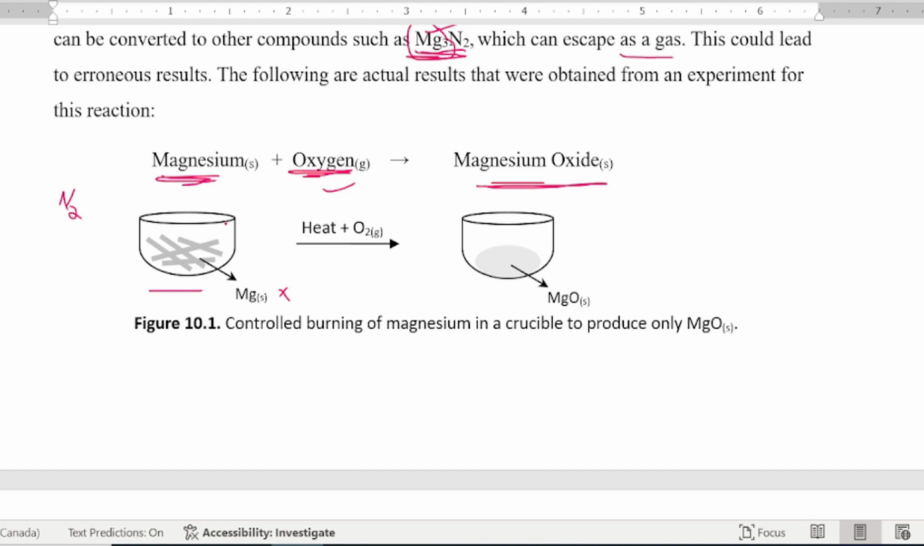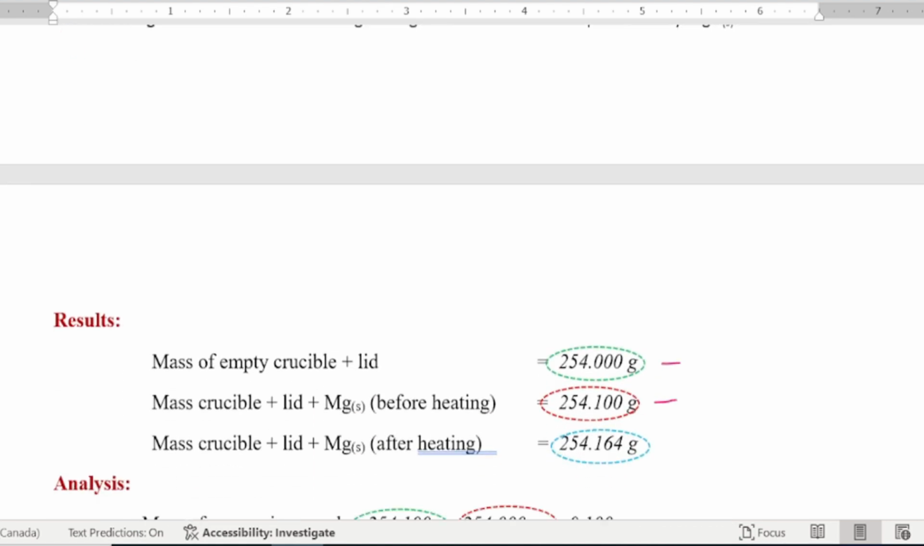It didn't have any oxygen here. It's having oxygen here. So we take the mass of this guy here and subtract that mass. That will give you the mass of the oxygen there. We know the mass of the crucible and the lid, and we knew the mass of the crucible and the lid plus the magnesium. So we can subtract the mass of the crucible and its lid from the mass of the crucible and its lid plus magnesium. So this is how the calculation is being done here.